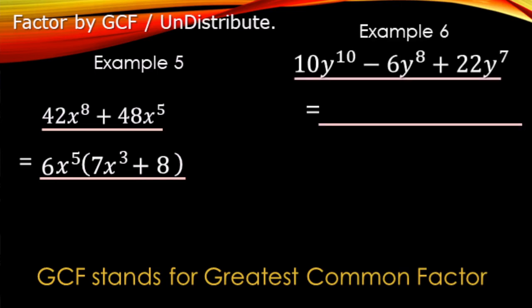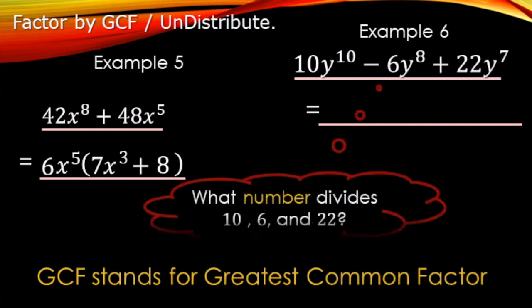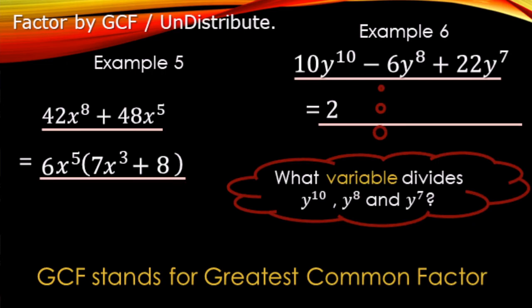Here we have a trinomial, so we're going to be looking at 3 different terms: the 10y to the 10th, a negative 6y to the 8th, and a positive 22y to the 7th. So again, start out with the numbers. What number divides both the 10, the 6, and the 22? Well, it's even, so that's going to be a 2. And now let's look at variables. What variable, or how many y's divide into the y to the 10th, y to the 8th, and y to the 7th? That's going to be a y to the 7th.